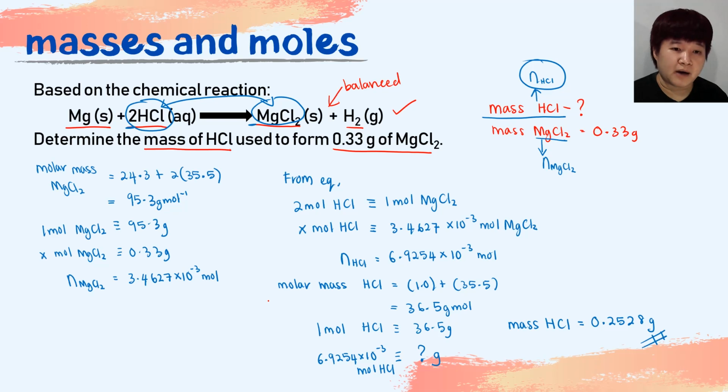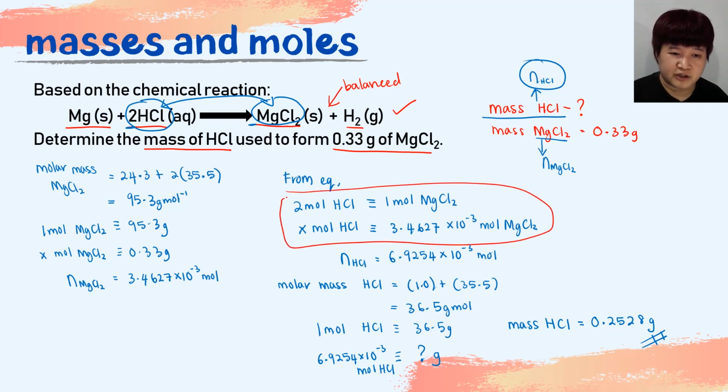So what do we mean by stoichiometry is this. From the equation, we know that 2 mole of hydrochloric acid produce 1 mole of magnesium chloride. So when you have the number of mole of magnesium chloride, you can find the mole of hydrochloric acid. And from the mole of hydrochloric acid, you can change it to mass of hydrochloric acid. And that is what we call stoichiometry. Very simple. As long as you have a balanced chemical equation, you will be able to find this. Let's move to the next example.